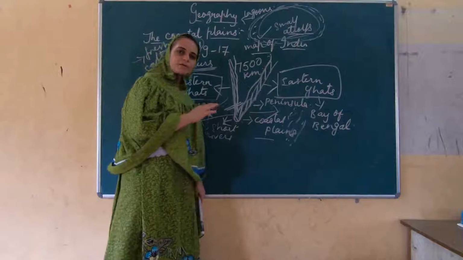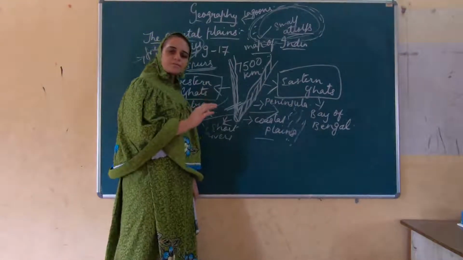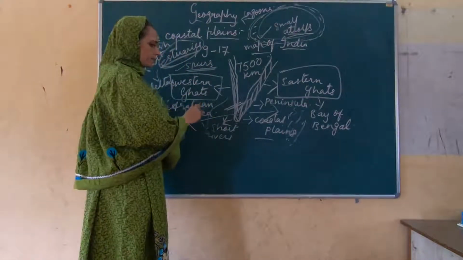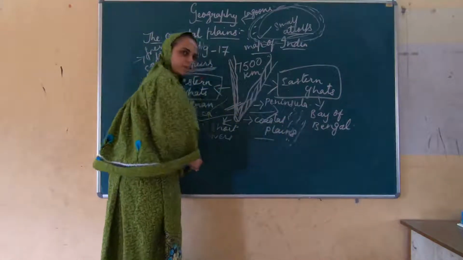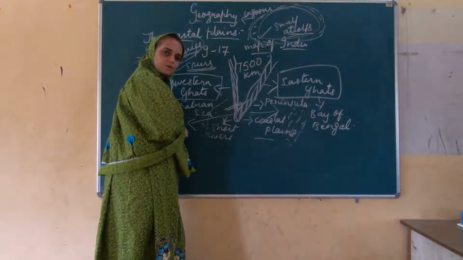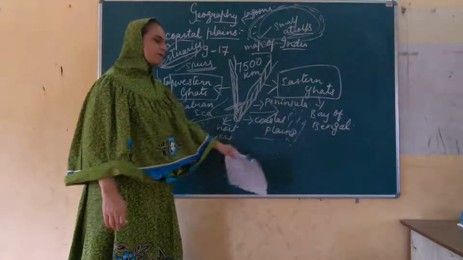So what we have learned in island groups, the fifth physiographic division of India is what? The island group. So here the island group consists of two major islands. One is situated in Bay of Bengal, another is situated in Arabian Sea. The one which is in Arabian Sea is called Lakshadweep. The one which is situated in Bay of Bengal is called Andaman and Nicobar Islands.